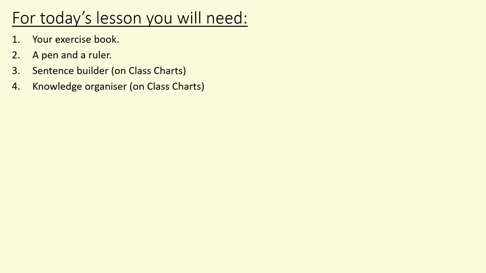Here's a list of the equipment you need for today's lesson. You need your French exercise book, a pen and a ruler, your sentence builder which is on class charts. And it would be fantastic if you could print this off and stick it in your book as well. And your knowledge organiser, which is on class charts, which you should have from lesson 1 and may have stuck in your book already. Pause to get all of this ready now and press play when you're ready to continue.